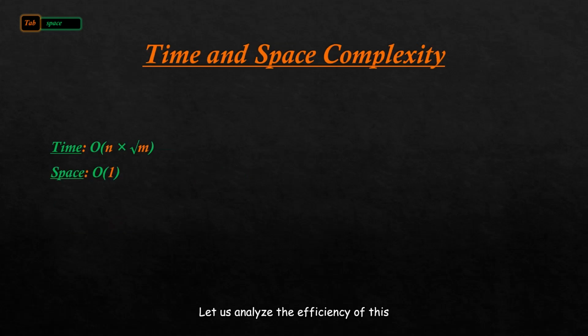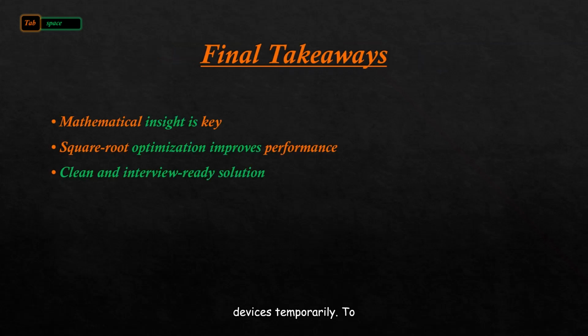Let us analyze the efficiency of this solution. For each number, we check divisors up to its square root, resulting in a time complexity of O(n times square root of m), where n is the array size and m is the maximum value. The space complexity is O(1) since we only store a small list of divisors temporarily.